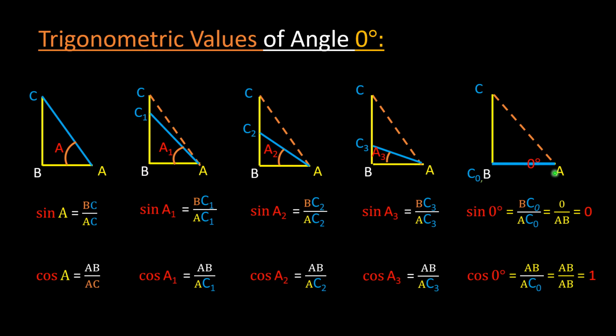Now, AC0 and AB are of the same length because point C0 and B are one and the same. So we write AB divided by AB, which will be 1. So we get cos 0 degrees equals 1.